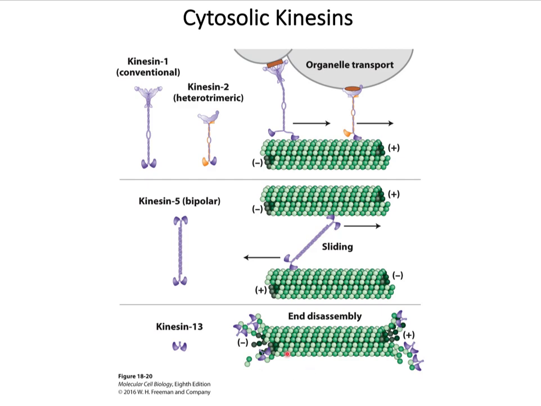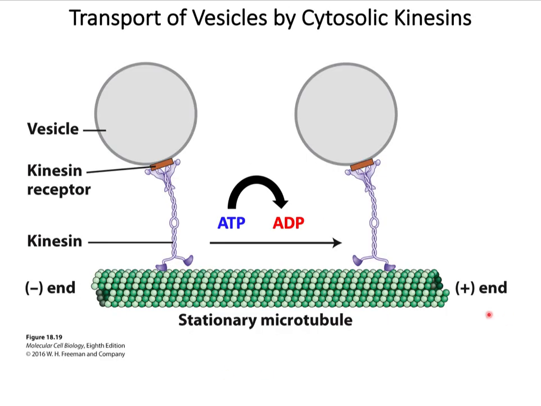Kinesin 13, as I mentioned, is part of the kinesin family because of its homology, and its function is to destabilize the plus end, and it also does the same thing at the minus end. So it binds to the end of the microtubule and bends it to destabilize it, and we already talked about this one. So here is a very simple diagram of how a cytosolic kinesin moves a vesicle.